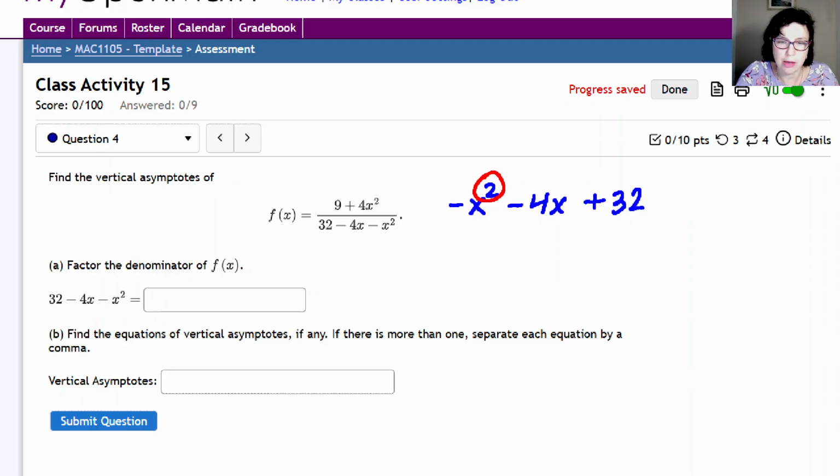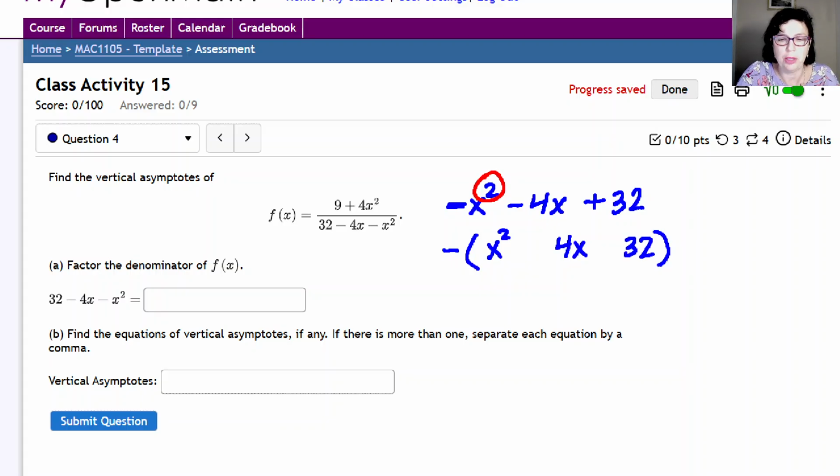Well, you can't start yet because your leading term is negative. You can see right here, there's a minus sign. So you can't start factoring until you factor this minus out. Okay, so if I were to go ahead and factor it out, then what am I going to get? Well, here I'm going to have x squared. So you're like taking away a minus. And then this is 4x and this is 32.